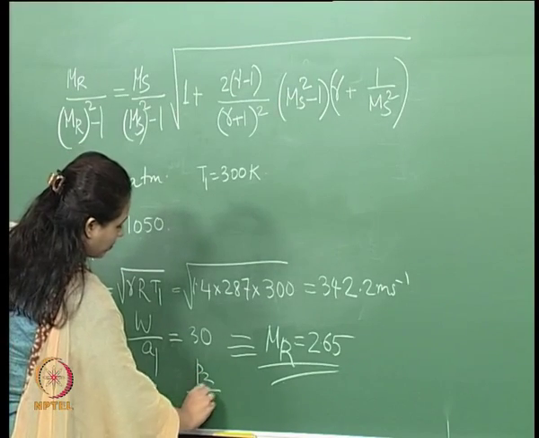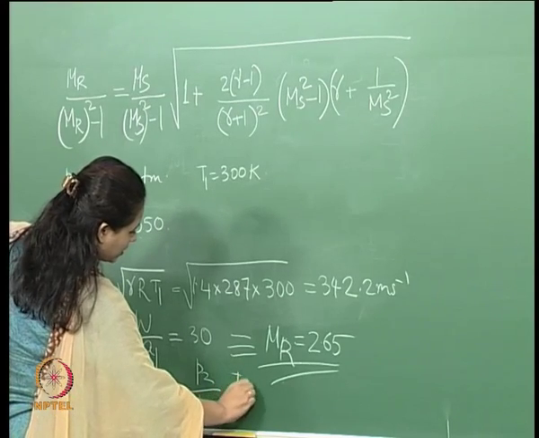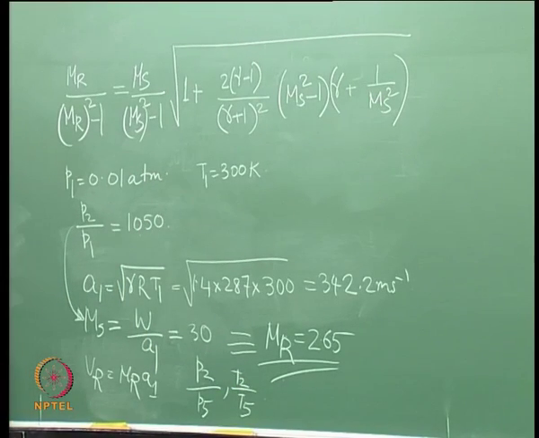P2 by P5 actually, and T2 by T5. Then we shall be able to calculate the pressure and temperatures, because like I said, P5 and T5 are equal to P1 and T1.